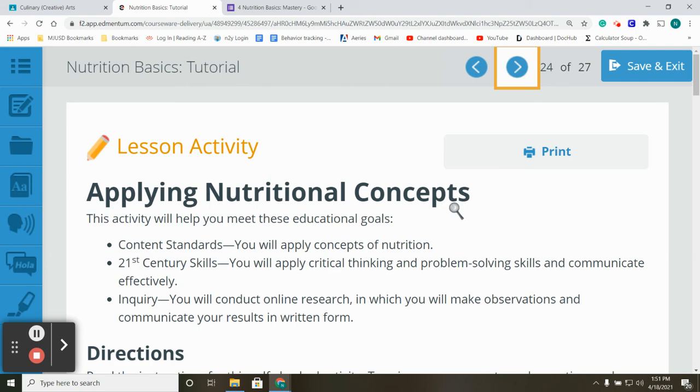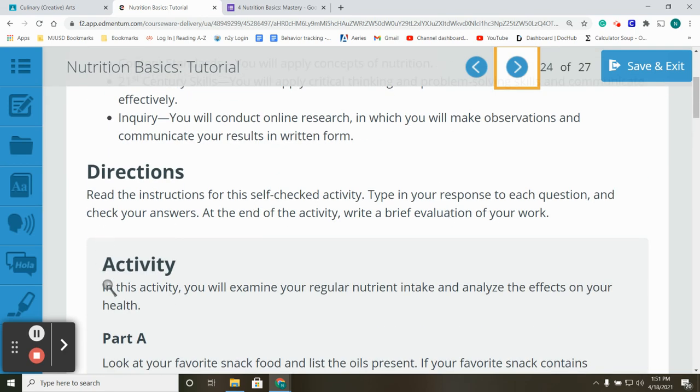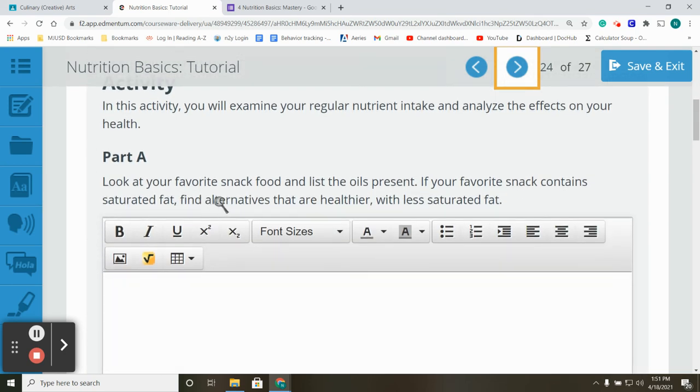Applying nutritional concepts. Look at your favorite snack food and list the oils present. If your favorite snack contains saturated fat, find alternatives that are healthier with less saturated fat.